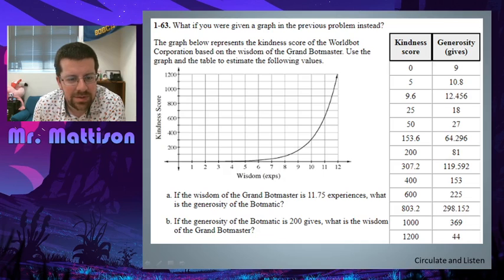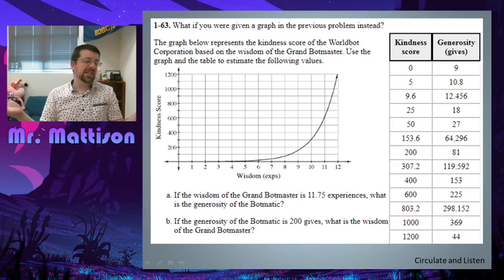What is the wisdom score of the grand bot master? So we're trying to find a wisdom score off of that. Well, let's make an estimate here, right? So we know that's going to be somewhere in between 153 and 225. So that was 400 for 153 and 600 for 225.